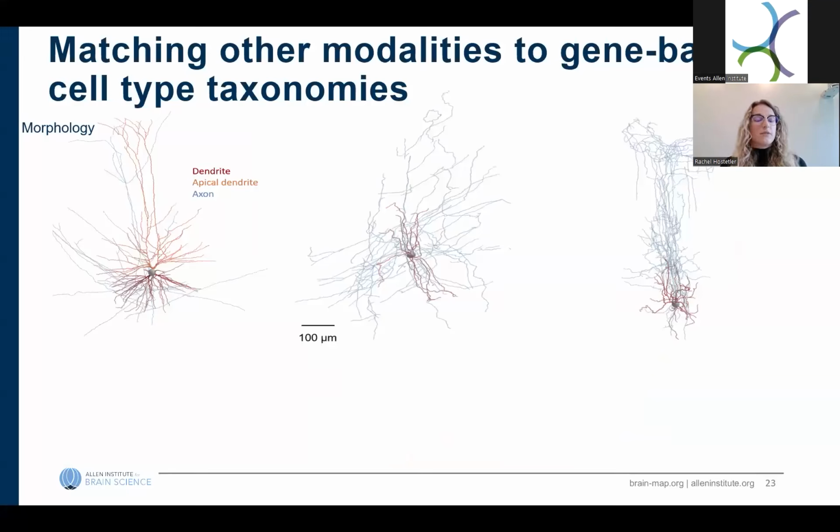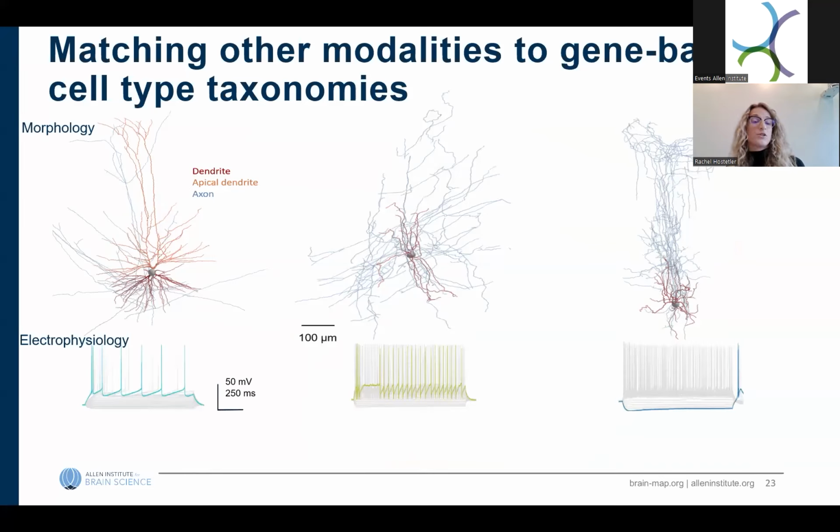And so, as I mentioned previously, morphology looks at the shape of the cells. And here we see 3 different cells. Just by glancing by eye, we can see that one has an apical dendrite, and the other 2 do not have apical dendrites. They have different branching in their axons, different branching in their dendrites, and different shapes and sizes. If we also record these cells and record their firing patterns, we start to have a better picture of the identity of these cells.